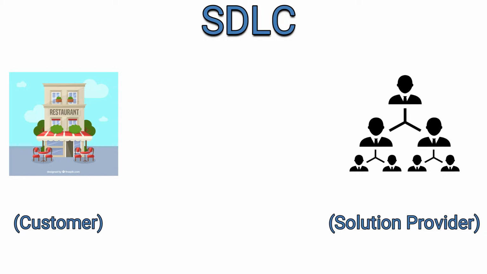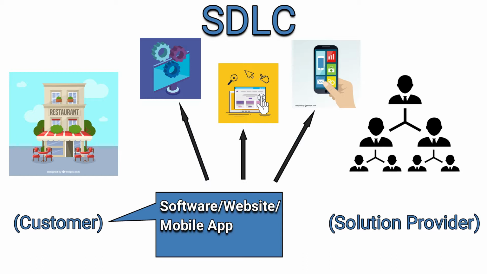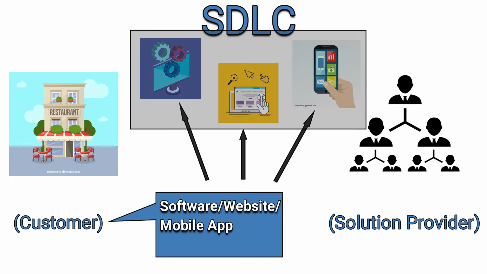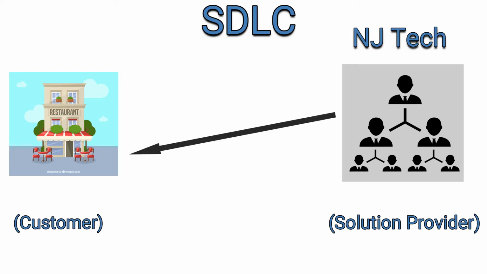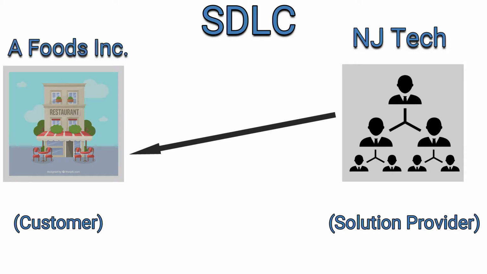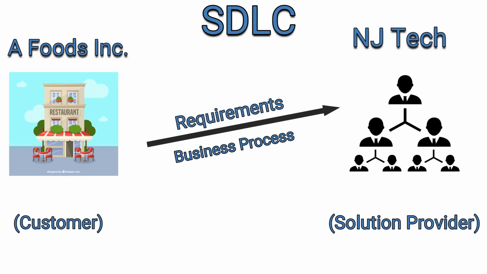So A Foods Inc. is the customer and NJ Tech is the solution provider. Remember, the customer may ask for a software, a website, a mobile app, or everything together. At the moment, we consider that the customer is asking for a solution which can be anything from this list or maybe everything. So the solution provider, NJ Tech, will first communicate with the customer, A Foods Incorporation, and will try to understand their business process. NJ Tech will also ask the customer about their requirements. This becomes the first phase of SDLC.